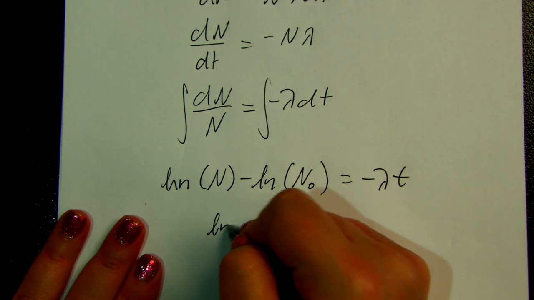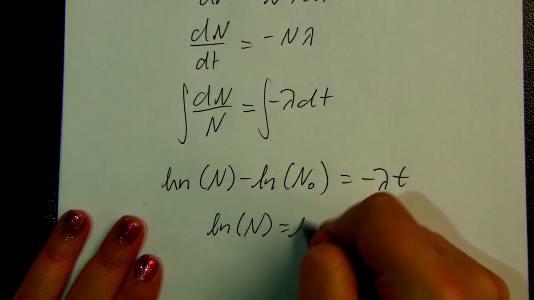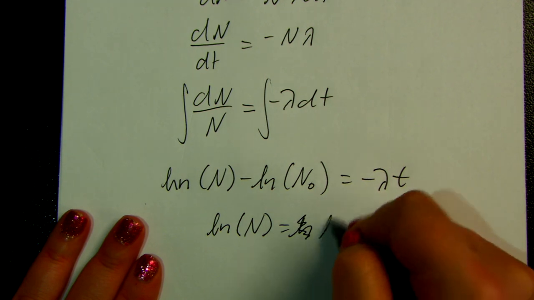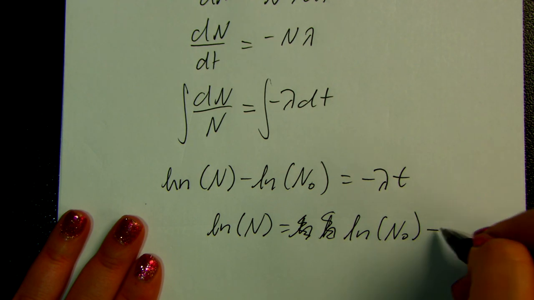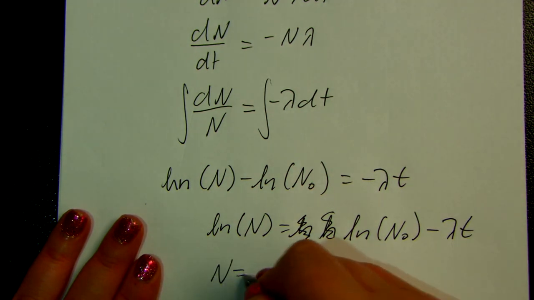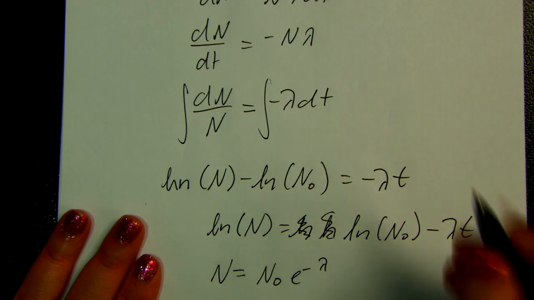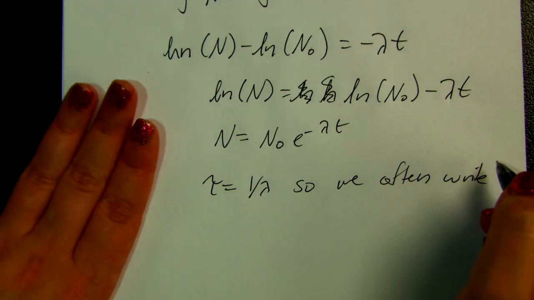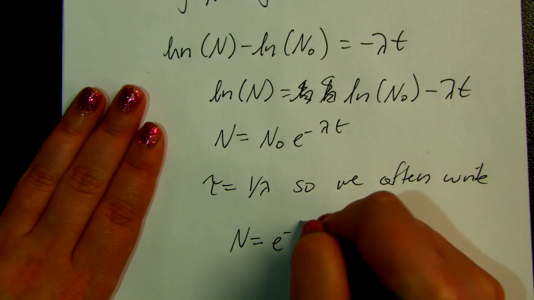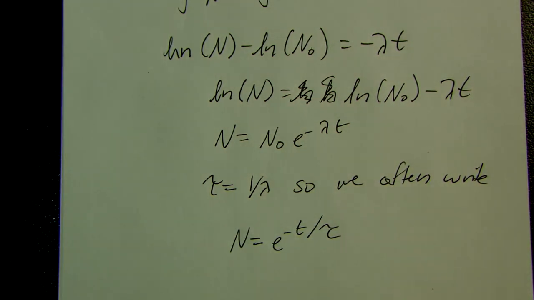And so we have the natural log of n is equal to the natural log of n naught minus lambda t. N is equal to n naught e to the minus lambda t, where tau is equal to 1 over lambda. So we often write n is equal to n naught e to the minus t over tau, which we have seen before. So this is the decay equation.